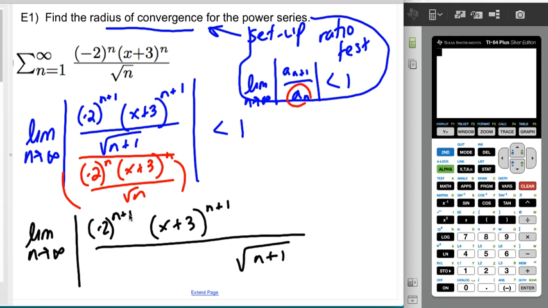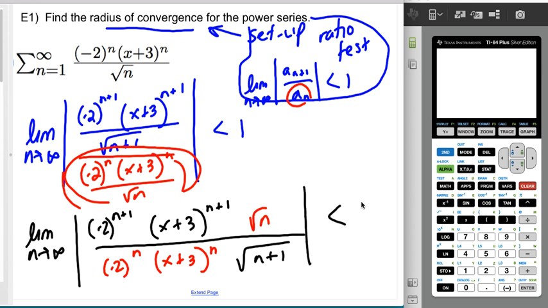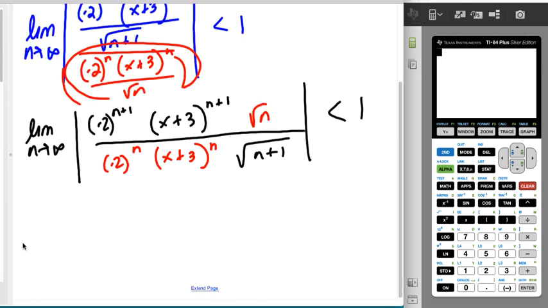When I deal with this fraction, I'm going to flip and multiply by the reciprocal. So what's going to happen is the negative 2 to the n is going to be on the bottom. So is the x plus 3 to the n, right? And the root n will be on the top. That's what's going to happen every single time. So I want this whole thing to be less than 1, but we're going to get there in a sec.